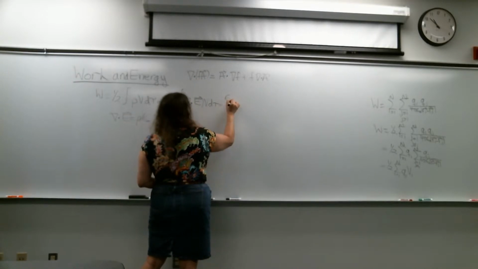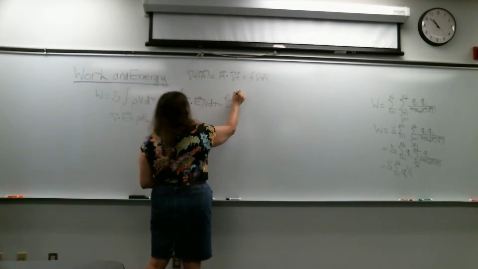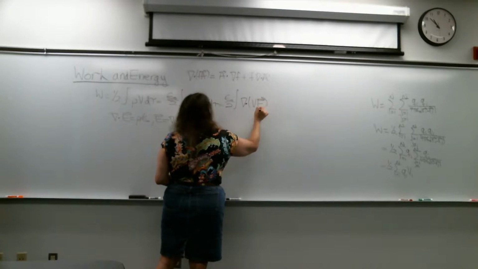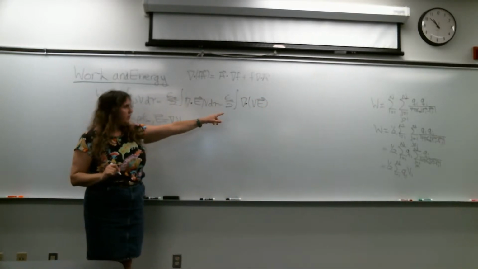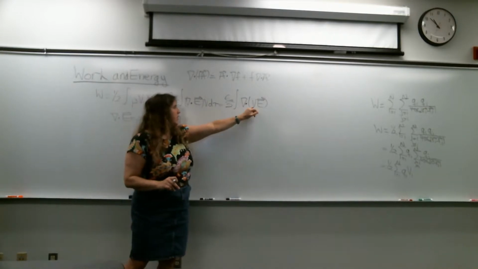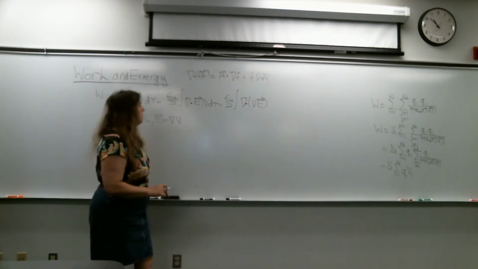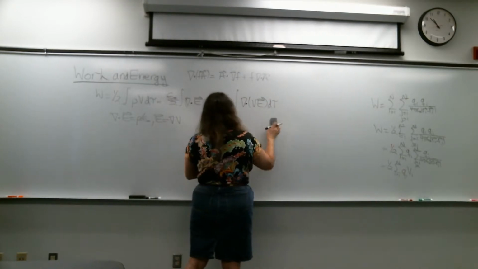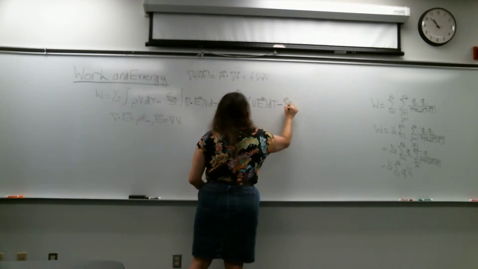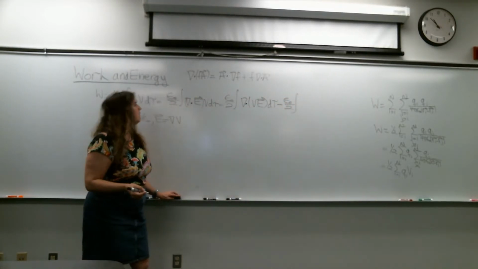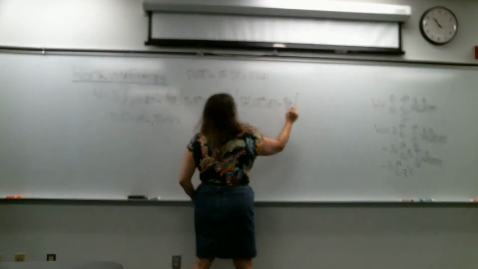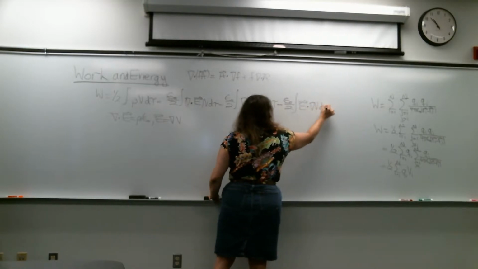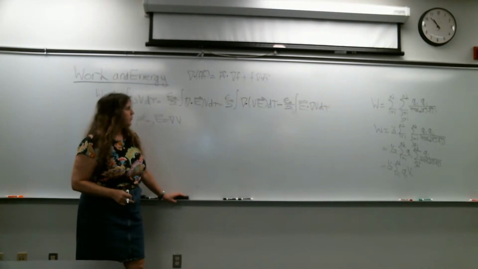So that's equal to epsilon naught over 2 times the integral of the divergence of the product of the potential and the electric field, minus epsilon naught over 2 times the integral of the electric field dotted into the gradient of the potential.